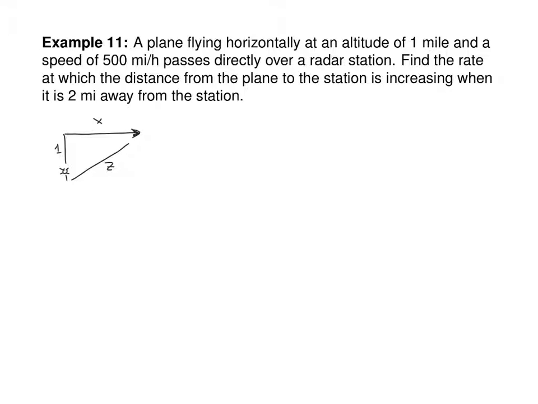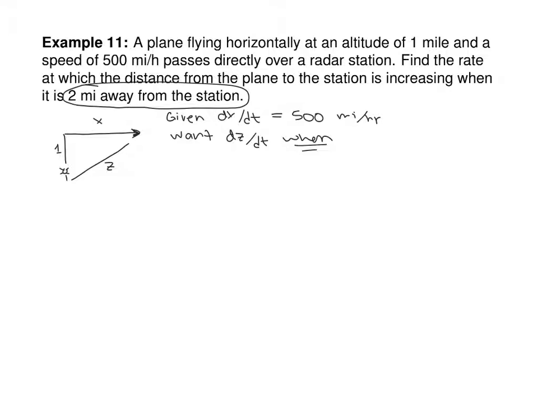So what are we given? We're given dx/dt is equal to 500 miles per hour. What do we want? You want dz/dt. And here's the tricky thing. If you're measuring the distance from the airplane to the station, which part of the triangle is this? Z.